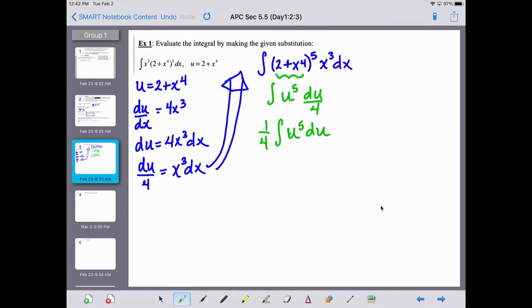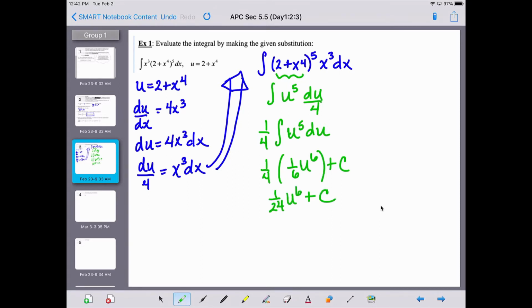And so now when I actually integrate this, if I add 1 to the exponent 5, it's going to become 6. So the 1/4 stays, okay? And then I'm going to have 1/6 u to the 6th plus c. Okay. And 1/4 times 1/6 is going to give me 1/24 u to the 6th plus c.